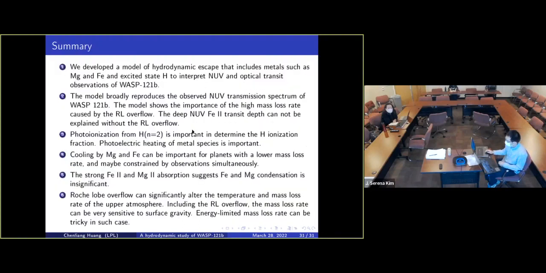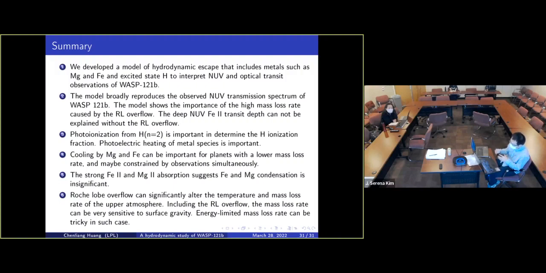Okay, so that's my summary. We developed a model for the hydrodynamic escape that includes metals such as magnesium, iron, and excited hydrogen. We can broadly reproduce all the observed features of WASP-121b. We show that the Roche lobe overflow is very important in the mass loss rate for this system.